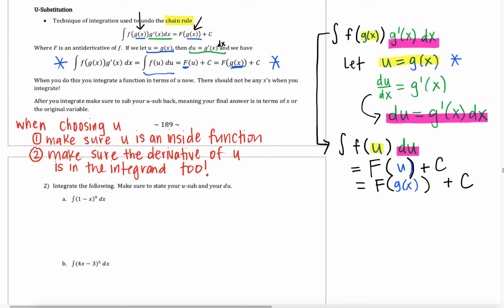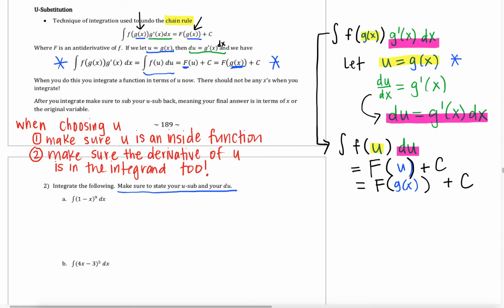So let's look at our first example here. We want to integrate all of the following, and I'm also going to require that we state our u sub and our du. That is going to be part of the work that's going to be graded on any learning check or your final in this class. So in our first example, we have the integral of 1 minus x all to the 9th power dx.